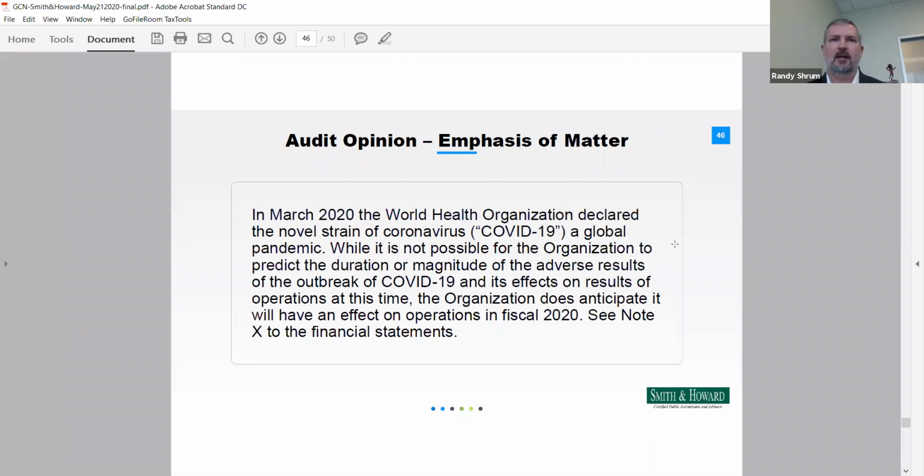It could say, in March 2020, the World Health Organization declared COVID-19 a global pandemic. While it's not possible for the organization to predict the duration or magnitude of the adverse results of the outbreak of COVID-19 and its effects on results of operations at this time, the organization does anticipate it will have an effect on operations in fiscal 2020. You'll also refer the user to a footnote within the audit statements where more information will be provided.